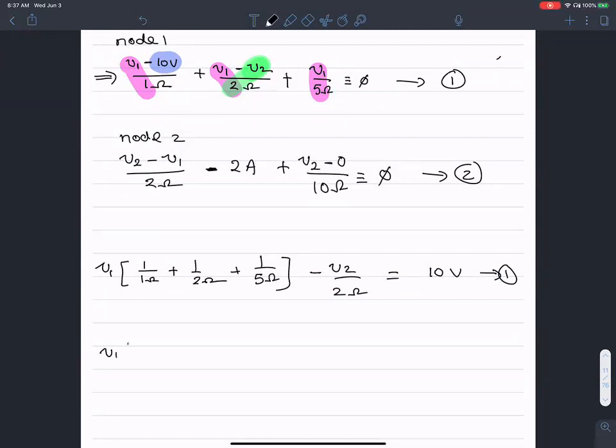So when I factor out V1, I'm going to be left with negative half.